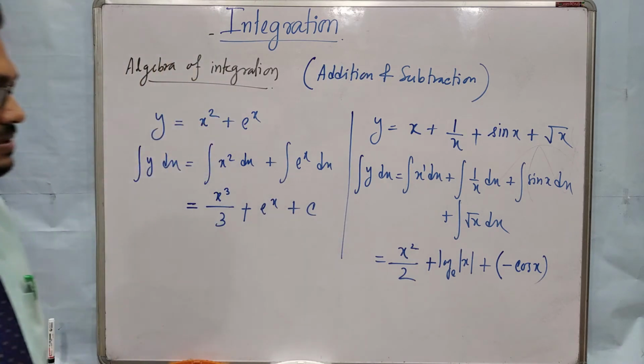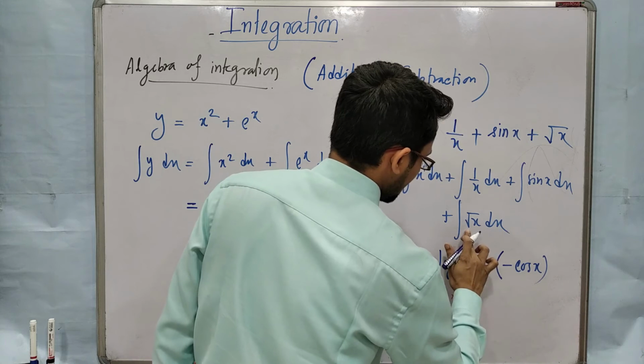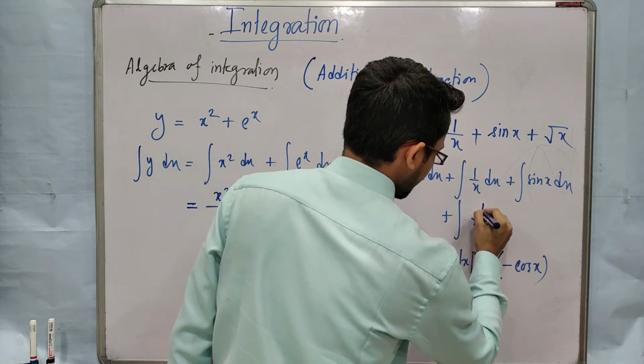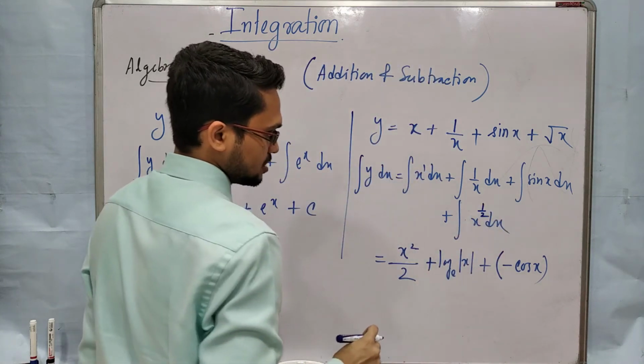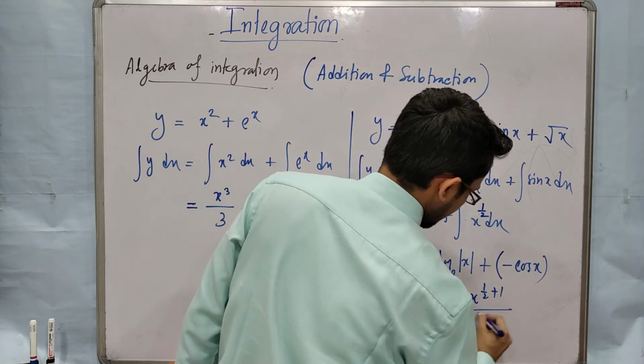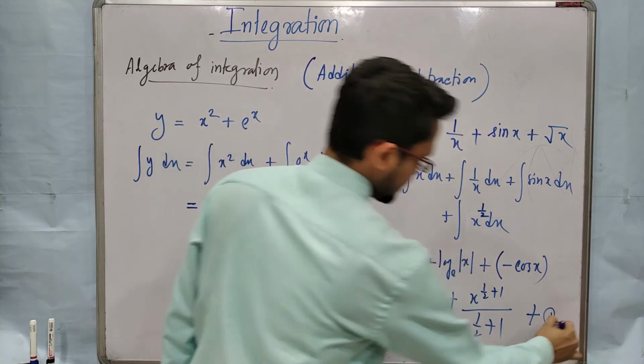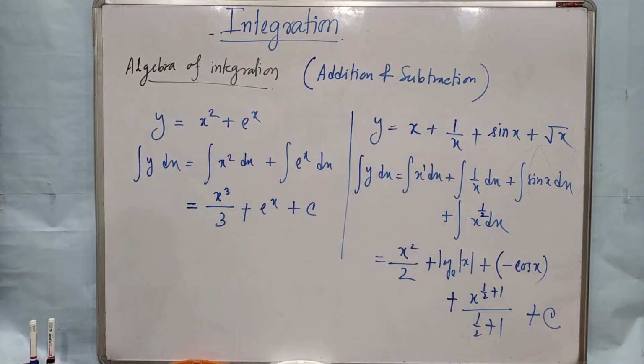Okay, integration of sin x dx is minus cos x. And root x, root means we can write it as half, x to the power half. So x to the power half dx means x to the power half plus 1 by half plus 1, and at the end plus c. Okay, so this is the process of integration.